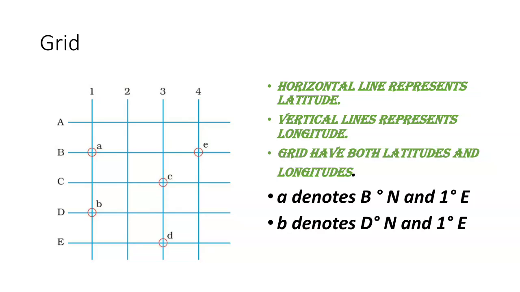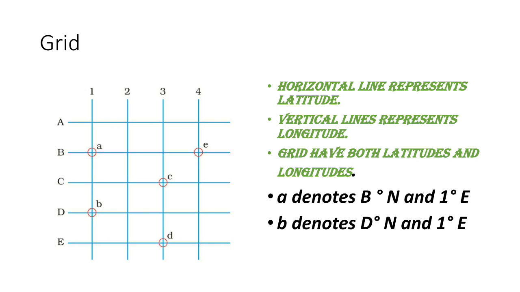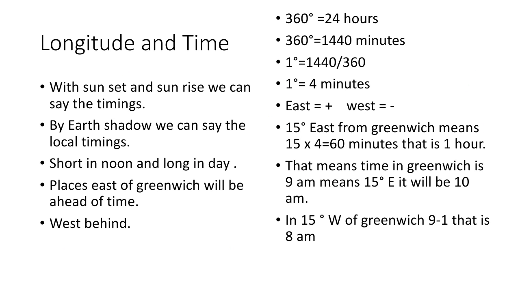For example, if I'm asking the location of small a, you can denote it as B degree north and 1 degree east. And if I want to locate the place small b, then it is denoted as capital D degree N and 1 degree east. Like that we can have some example problems, grid calculation.